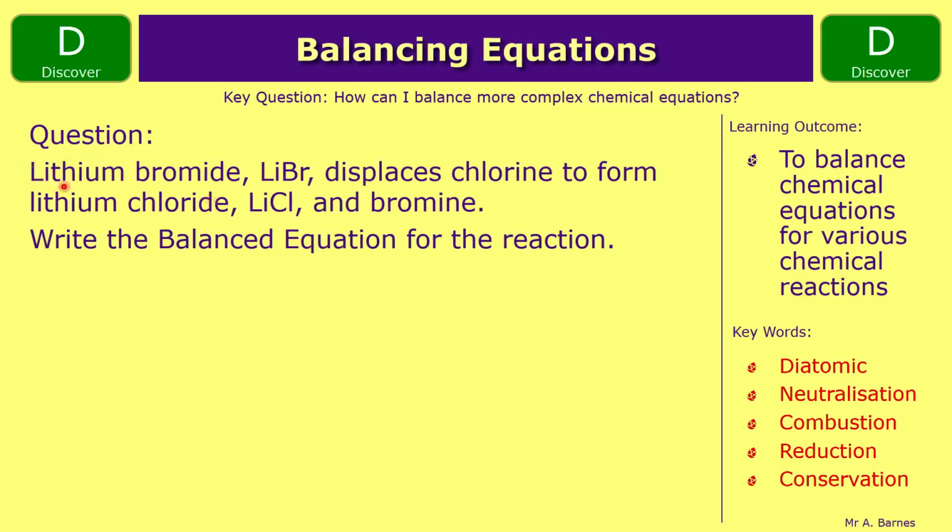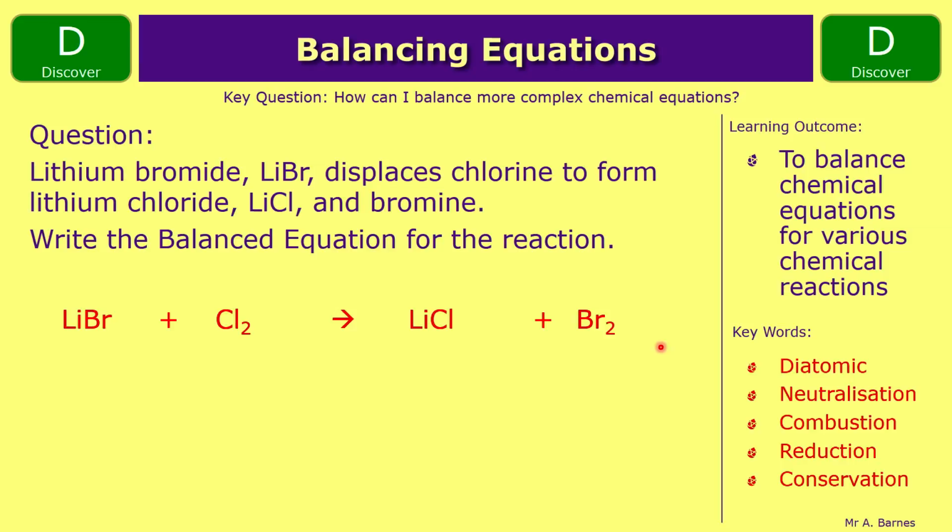So the first thing you need to do is take the information out of the question. So it tells us we've got LiBr, which is lithium bromide. It says displaces chlorine, so we know we're reacting it with chlorine. You've got to remember it's diatomic, so it's Cl2. To form, that means you've got your arrow, and then we've got lithium chloride, LiCl, and then bromine, again it's a halogen, so it goes around in pairs, so it's Br2.